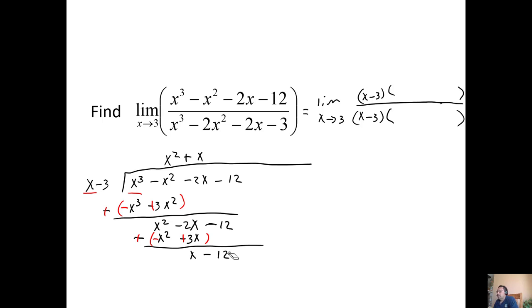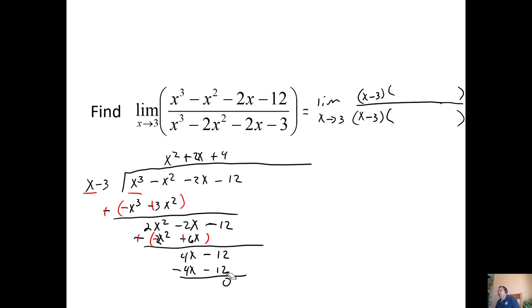And then, ooh, there's my mistake. When I added the 3x squared and the minus x squared, I got x squared, but it's really 2x squared. And so then this should be 2x. And so then 2x times x is 2x squared. And then this should be 6x. And then 6x minus 2x is 4x minus 12. And so then the last one, the one in front into the one in front, is 4. And so then you get 4x minus 12. And now when you subtract, they're the same, so you get 0.